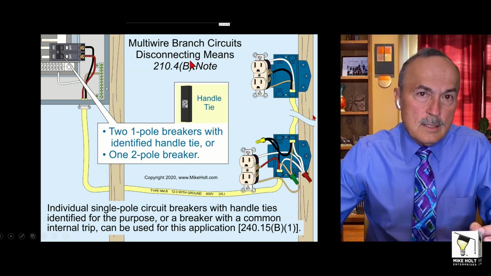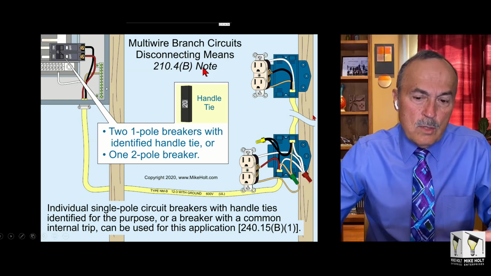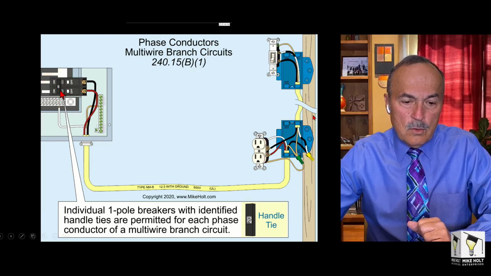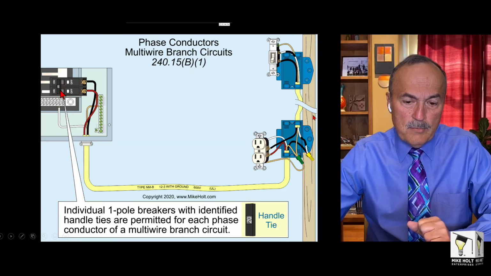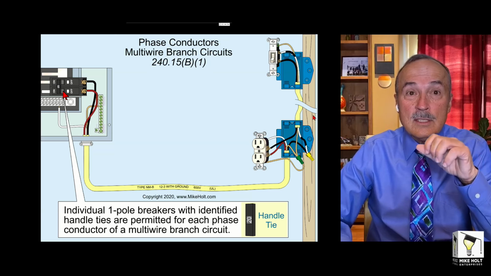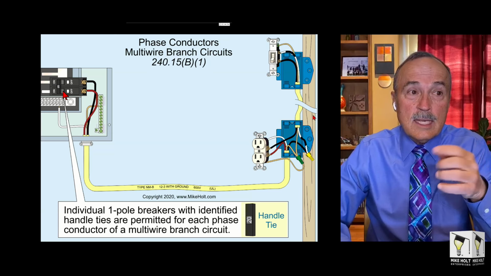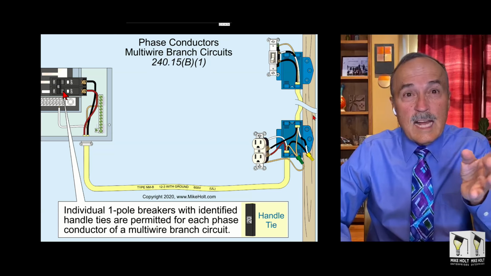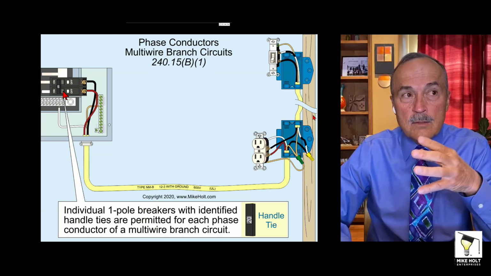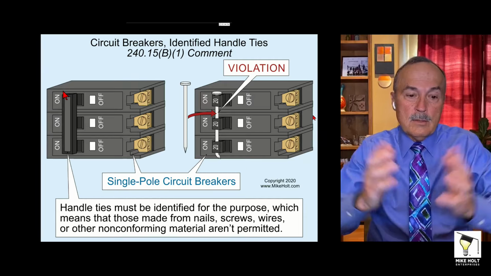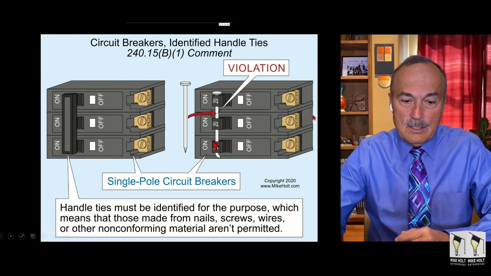the 210.4(B)(1) note talked about. So this note is talking about this rule, which says individual one-pole breakers with identified handle ties are permitted for each phase conductor of a multi-wire branch circuit. So you can, but you can't use a nail. You can't use a 12-gauge wire. You can't use a 6-32 screw. I'm not saying they don't work, I'm just saying that's not what the code says. See, the code says identified, which means the manufacturer makes this for that particular breaker, not just listed. Oh, here we go. All right, so here's what you can't do.